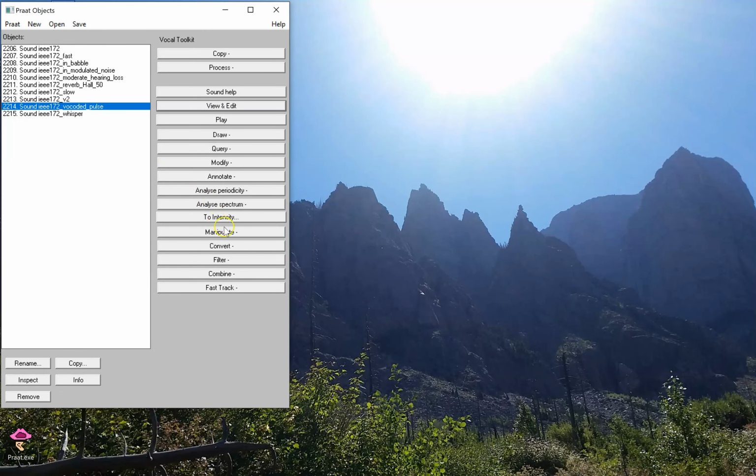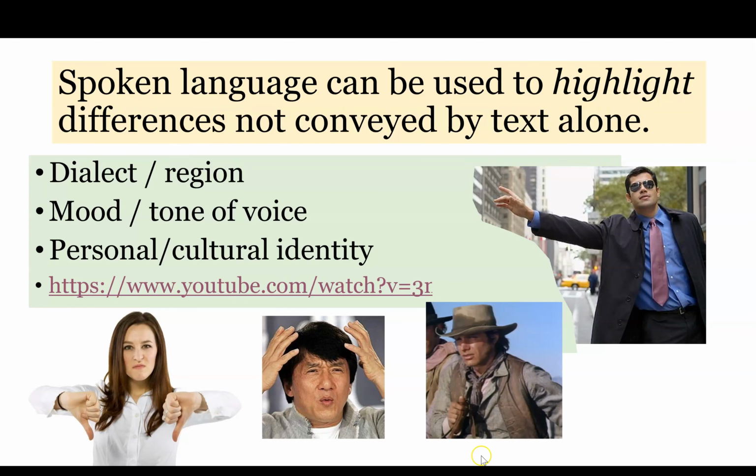So what's interesting about this, and the main principle that we want to get across, is that speech is robust to all these things that might otherwise degrade it. We said that speech is robust, but it also has a lot of variety, and that variety can be used to highlight differences that are difficult to convey just by text.